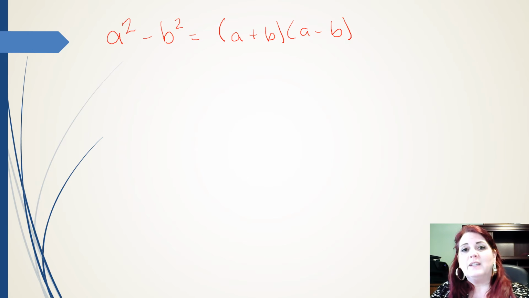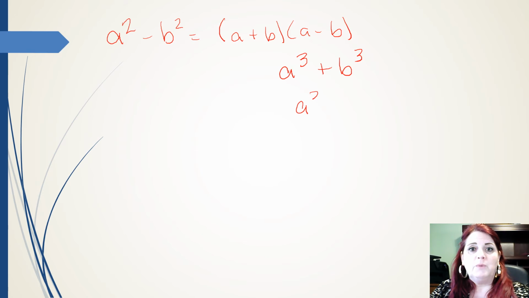You know, I just gave you a pattern for the difference of squares. A squared minus b squared factors into a plus b, a minus b. And coming up is a cubed plus b cubed and a cubed minus b cubed. Those also have some patterns.